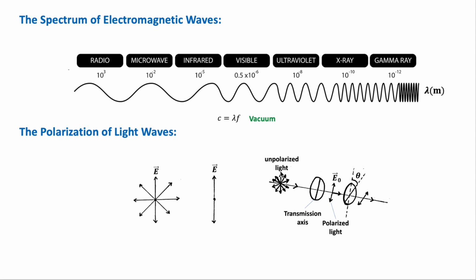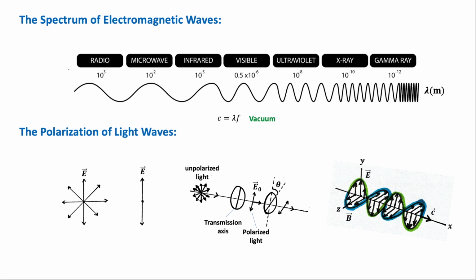So the direction of propagation here is taken perpendicular to the page, represented by the dot here. Okay? And as you can see, the time-varying electric field vector lying in a plane perpendicular to the direction of propagation can be in any direction with equal probability.